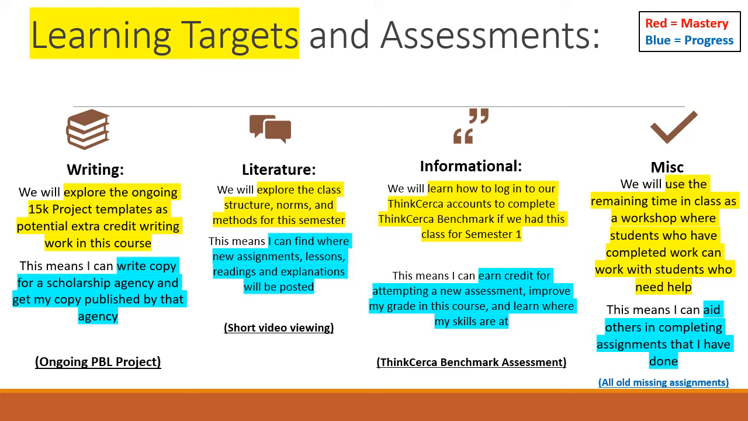All right, so our learning targets for this week are during our writing part of the lesson, we're going to explore the ongoing 15K project templates as potential extra credit writing work in this course. And this means you can write copy for a scholarship agency and get your copy published by that agency. For the literature part of the course, we're going to explore the class structure, norms, and methods for the semester.